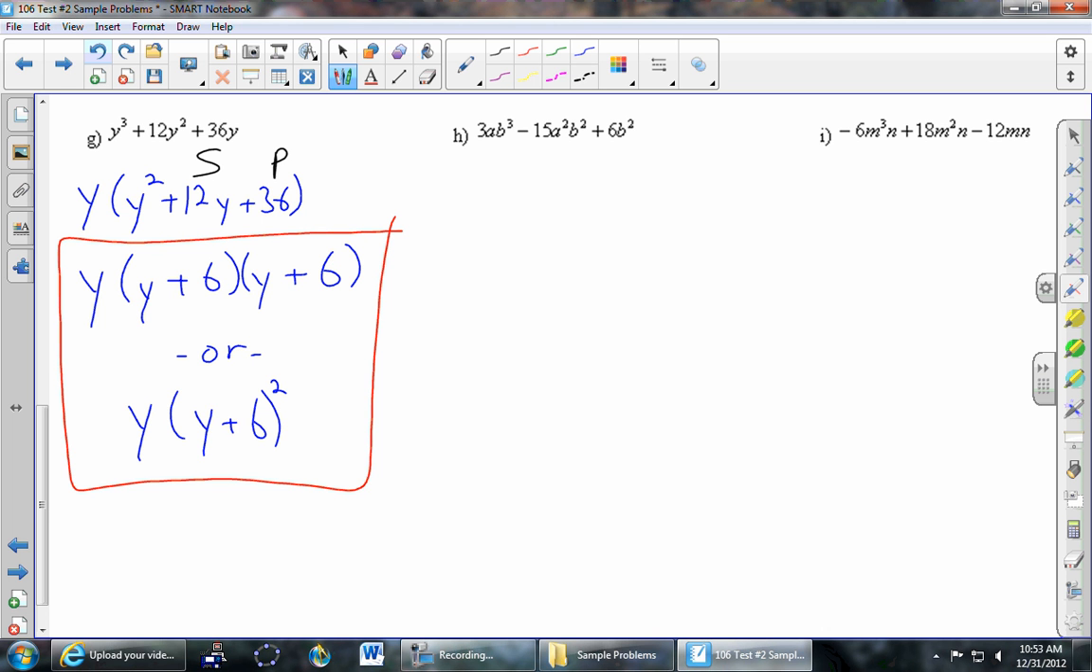Part H, 3ab cubed minus 15a squared b squared plus 6b squared. Okay, again, can you factor anything out of all the terms? Well, you can factor a 3 out, so that's good. And can we factor out any a's? Well, I see an a here, I see an a squared there, but there's no a's in that term. So I can't factor any a's out, unfortunately. How about b's? I see b's here, here, and here. We can take b's out.